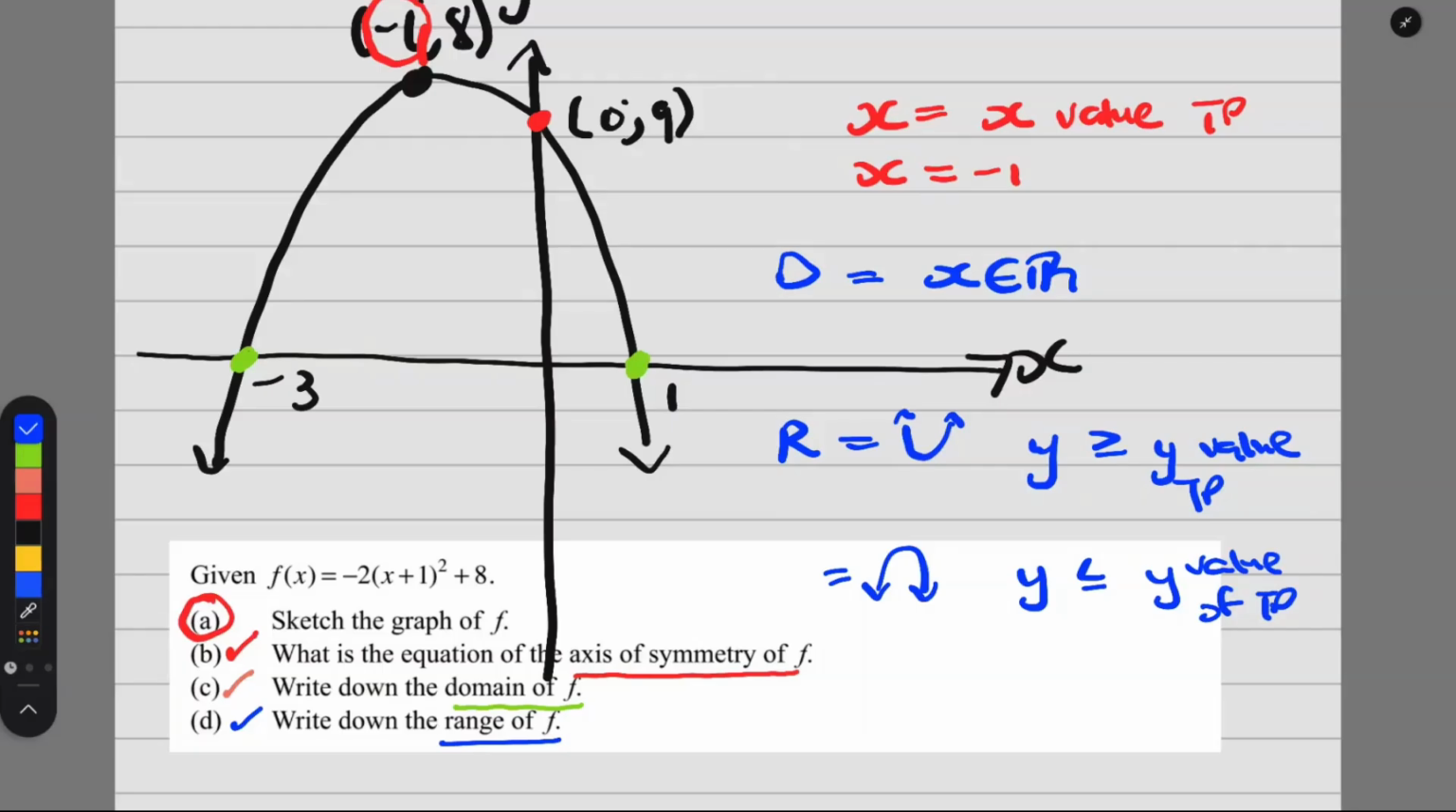So we have a sad face parabola. So the answer here is y is less than or equal to, here's the turning point, and the y value is 8. And that is the range of the parabola.